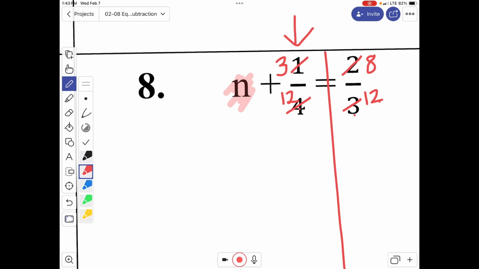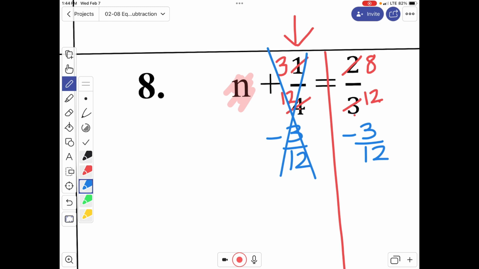Now I want to work the problem just like I've done all the others, but I want to use my new fractions because they have the same denominator. So I need to get rid of 3/12. The opposite of positive 3/12 is minus 3/12. Minus 3/12 from both sides. And since these are opposites, they cancel, and the n comes straight down, and the equal sign comes straight down.